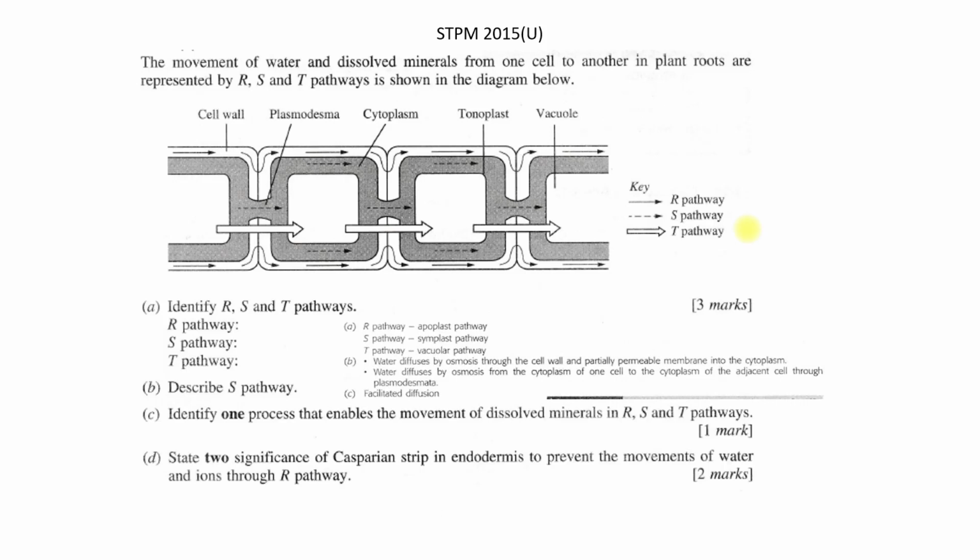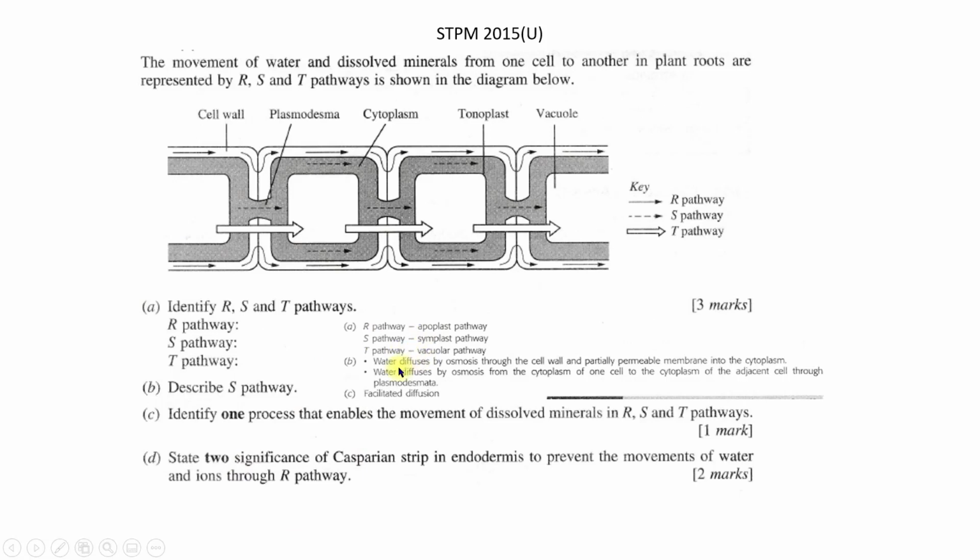What are the R, S, and T pathways? R pathway is the apoplast pathway, S pathway is the symplast pathway, and T pathway is the vacuolar pathway. Class, when it comes to spelling, make sure you spell it correctly. In Section B, any misspelling will not allow you to get marks. Although it sounds similar, like apoplast written with a double P, the spelling is wrong, so you don't get marks for that. S pathway is the symplast pathway, T pathway is the vacuolar pathway.